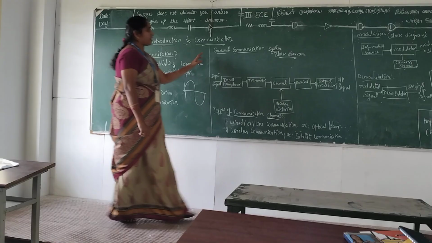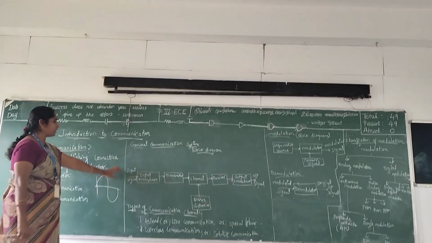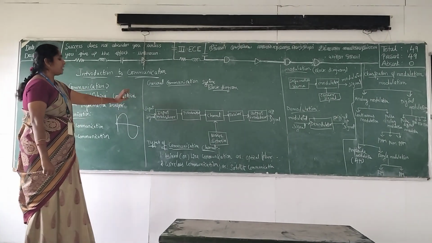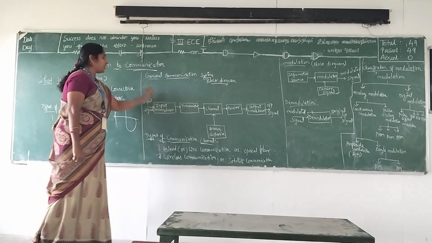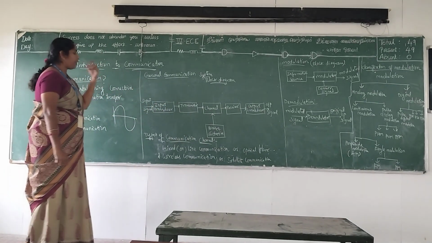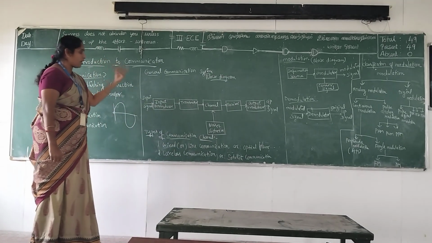Then the general communication block diagram. First we give the input signal, for example voice, message, videos, pictures. That is given to the input transducer. The input transducer converts one form of signal to another form. For example, the voice signal gets converted into an electrical signal, which is easy for transmission.